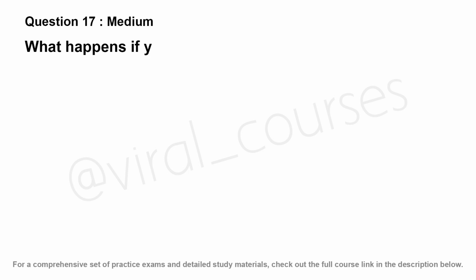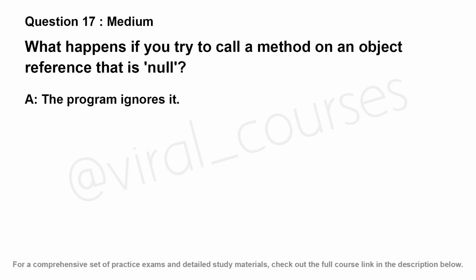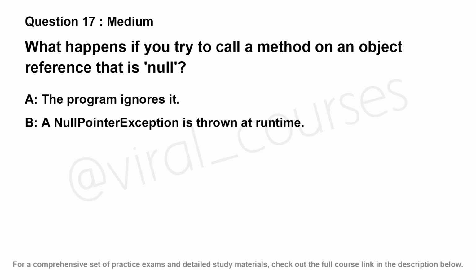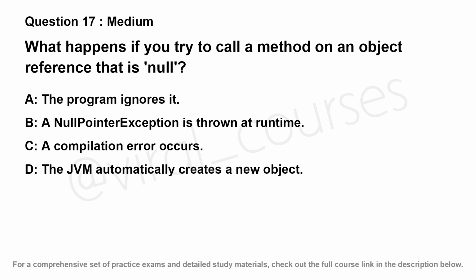What happens if you try to call a method on an object reference that is null? Option A. The program ignores it. Option B. A null pointer exception is thrown at runtime. Option C. A compilation error occurs. Option D. The JVM automatically creates a new object.